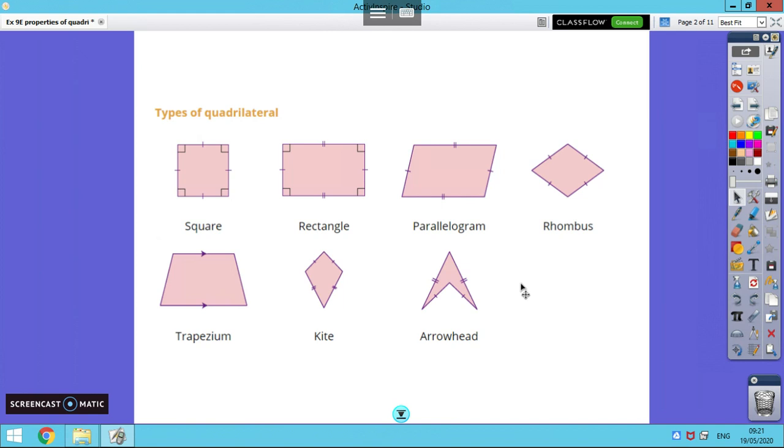Now look at the trapezium. It's got 2 arrows on it. I wonder if you can remember what type of line that is showing. You've got a kite there. The top 2 sides have got 1 dash, and then the bottom 2 sides have got 2 dashes. And then same for the arrowhead. So I really want you to think about what those dashes might mean and what you think they might mean in terms of the lengths of the sides.